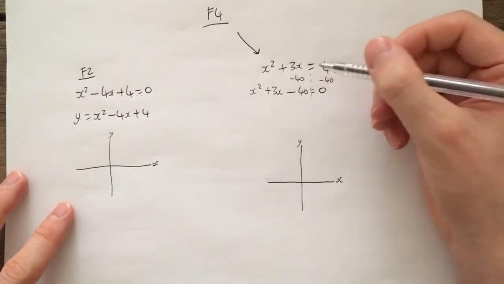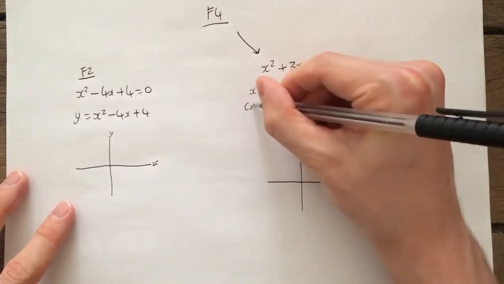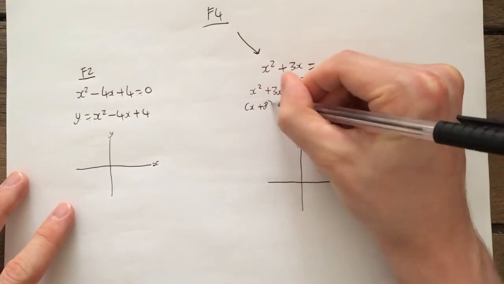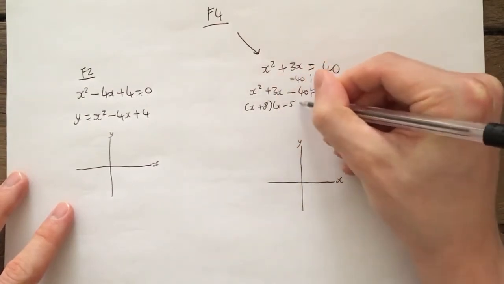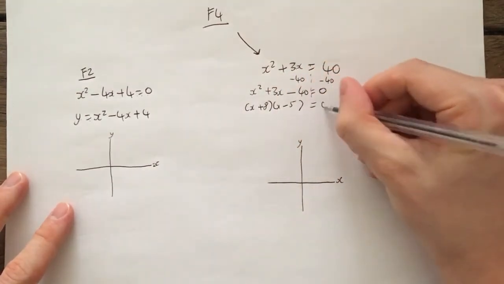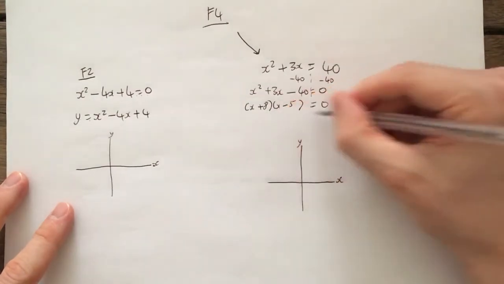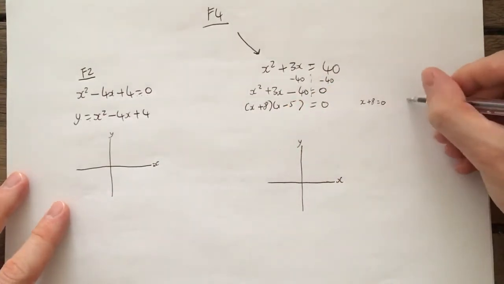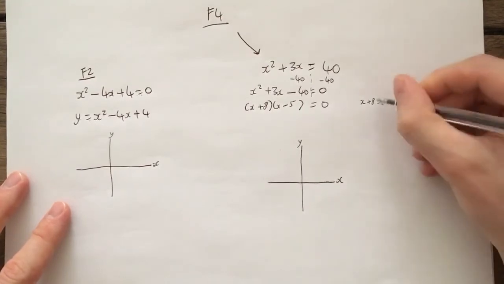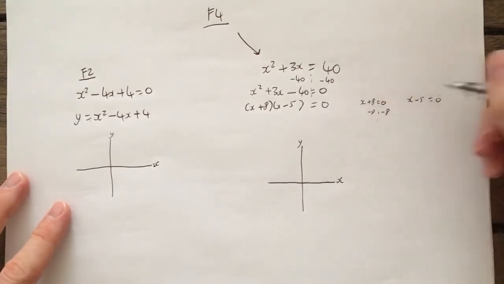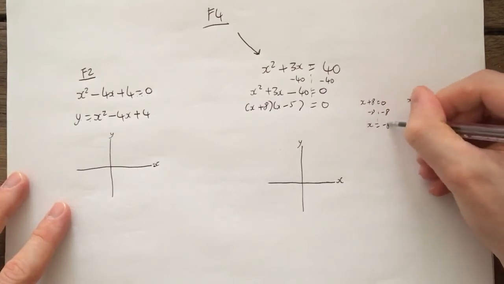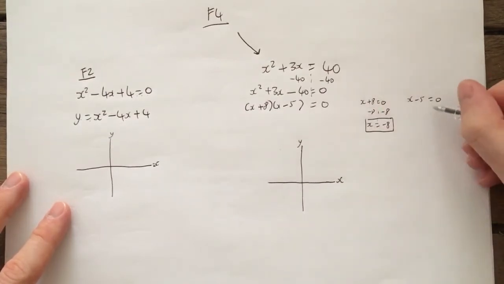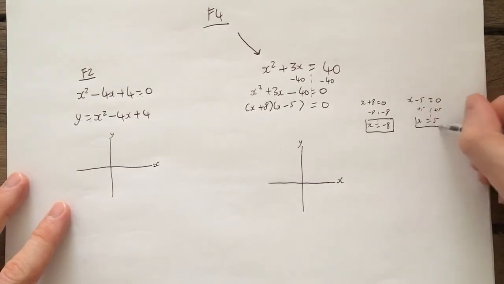I then say, can I factorise it? Yep, I can. It'll be x plus 8, x minus 5 equals 0. And then separately, I do x plus 8 equals 0 and x minus 5 equals 0. I would minus 8 from both sides, so x would equal negative 8. And I would add 5 to both sides, so x would equal positive 5.